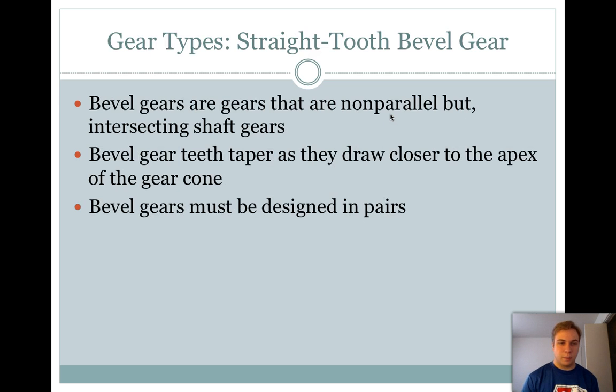Straight tooth bevel gear. Bevel gears are gears that are non-parallel but intersecting shaft gears. Bevel gear teeth taper as they draw closer to the apex of the gear cone. Bevel gears must be designed in pairs.